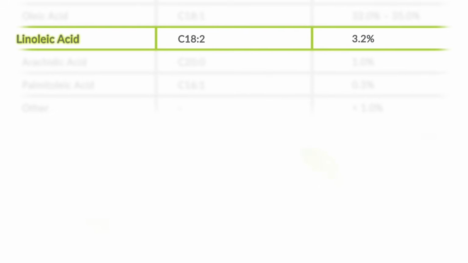So this is the name of the fatty acid. This number is how long its carbon chain is. This second number is how many kinks the chain has. And this is the percentage of how much of this fatty acid is in the oil you're looking up.